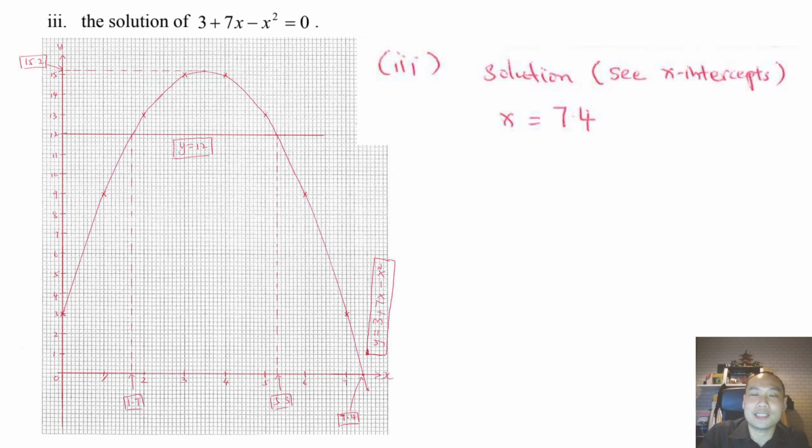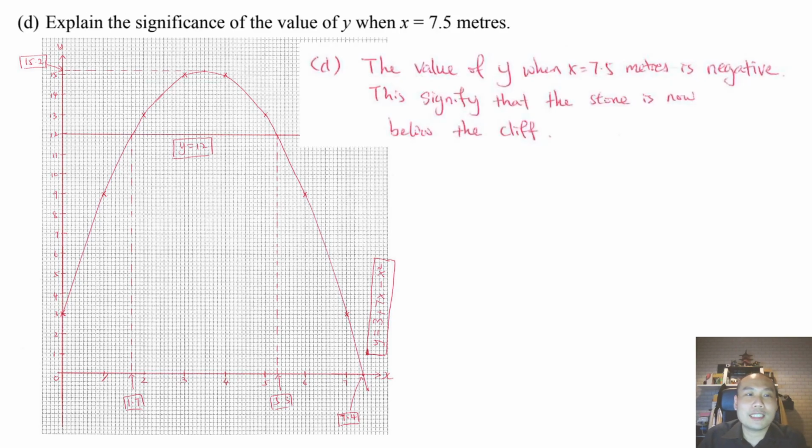Look for the x-intercept. So after that, they ask us to explain the significance of the value of y when x is 7.5. So what happened when x is 7.5? It becomes negative. So what this means is that the stone, after throwing, is now below the cliff. It has gone all the way down already. Okay. So I hope you are successful here. Have a nice day.